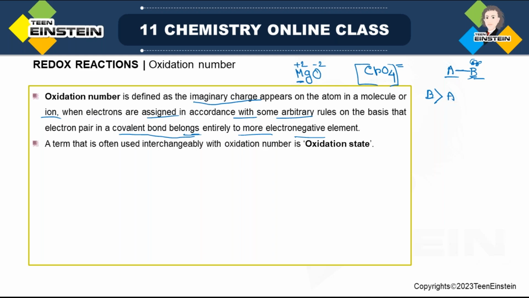A term that is often used interchangeably with oxidation number, another term that is also more or less used for the same purpose, is known as oxidation state. So we can use either of these two terms, no problem, and both actually mean the same thing.